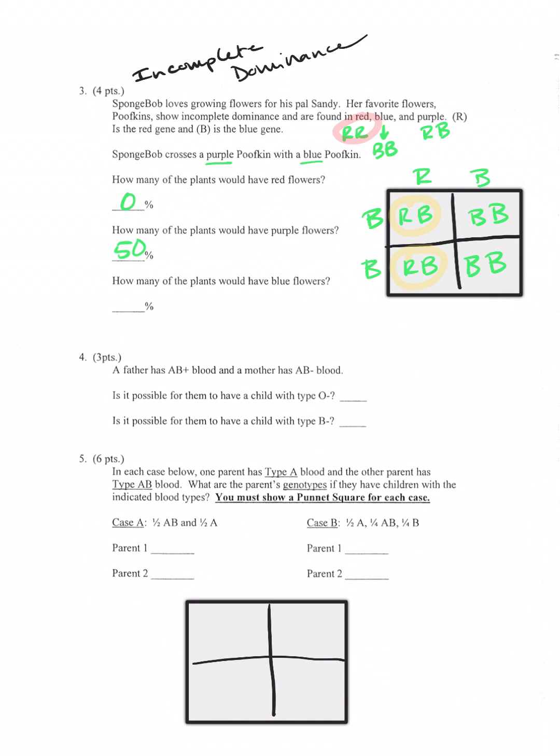Remember that for something to be blue, you need the genotype capital B, capital B. So in this case, we have 2 plants out of 4, or 50%, that will have blue flowers.